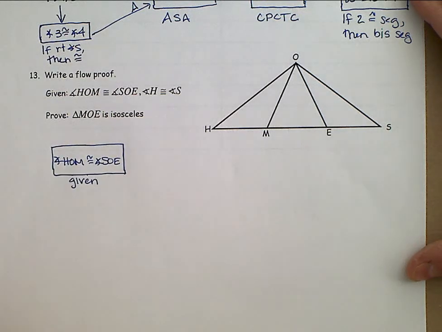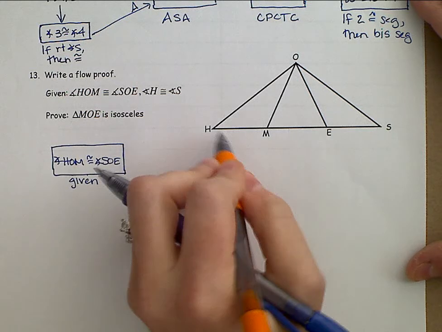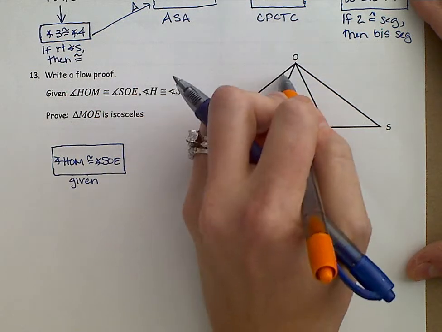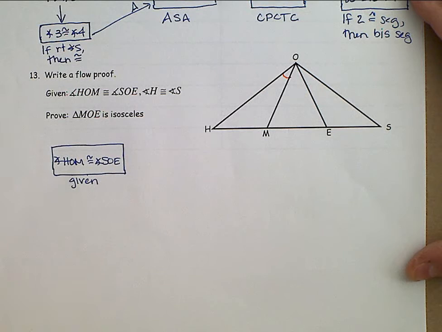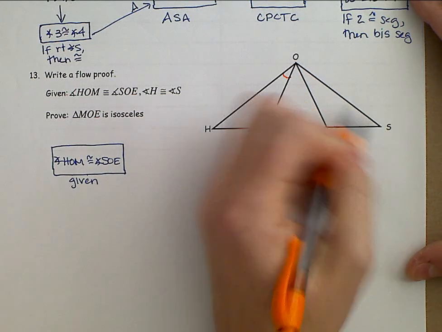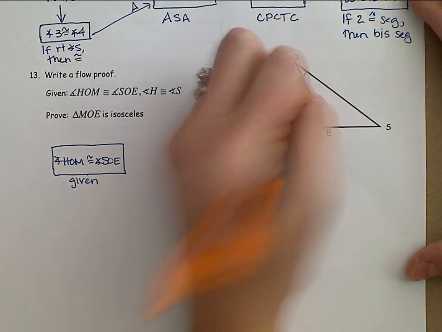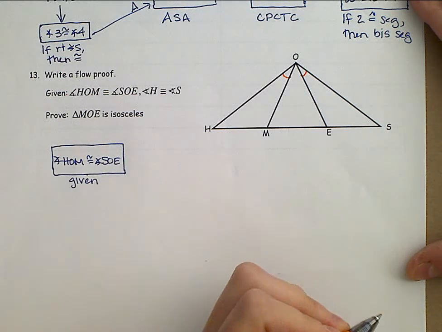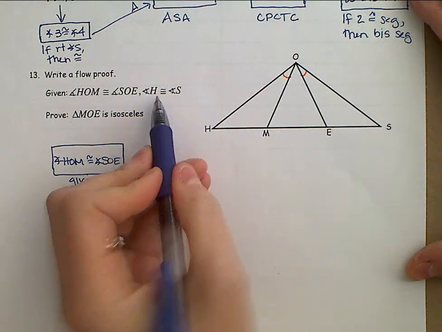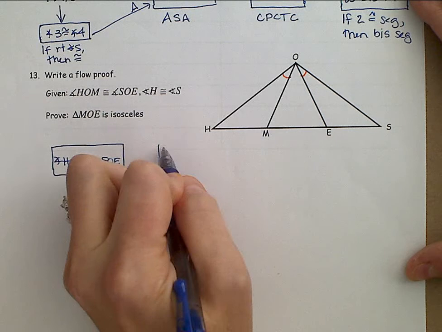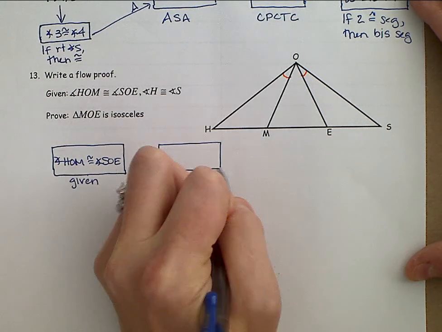Right away, let's go through and mark that in our diagram. HOM, this top piece right here, is congruent to angle SOE. SOE is this top angle right there on the right. Okay. We also know that angle H is congruent to angle S.